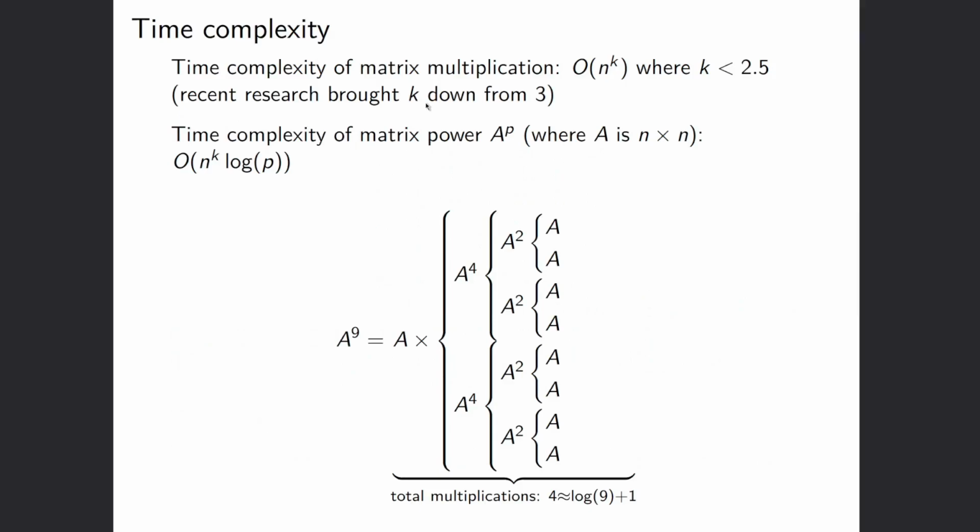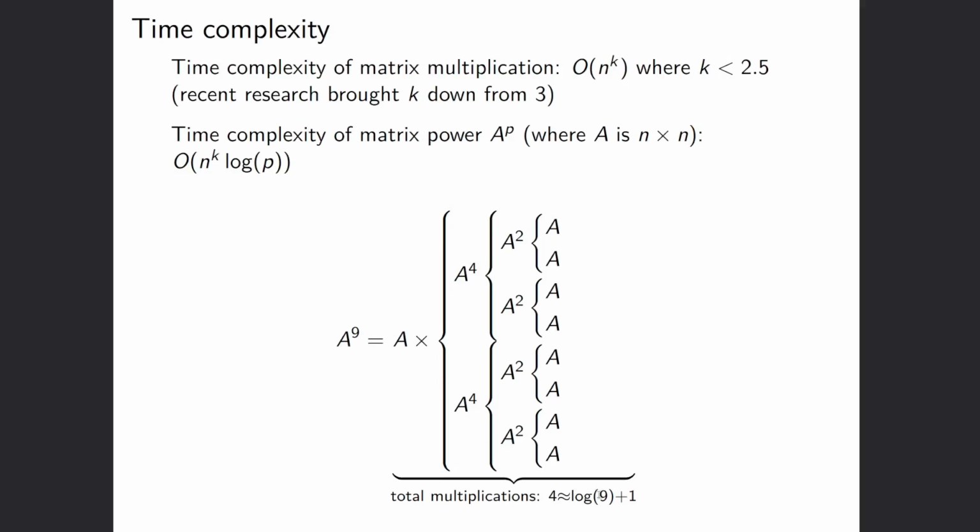And the time complexity of a matrix power A to the p, where A is n by n, is O of n to the k log p, right? So here's the general idea behind that. Say we have A to the 9th, right?